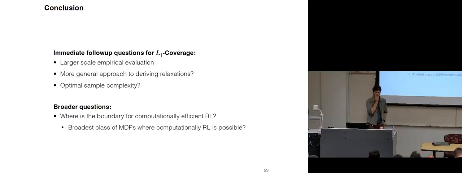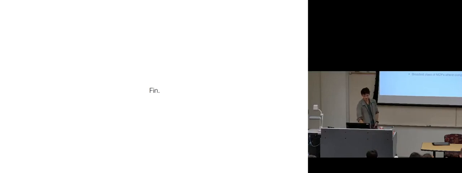And then a broader question in general is just like, there seems to be a lot more hardness if you want to require computationally efficient RL. And can we understand that more formally? Like, what are the trade-offs? What is the broadest class of MDPs where you could do computationally efficient RL? Cool. Thank you.